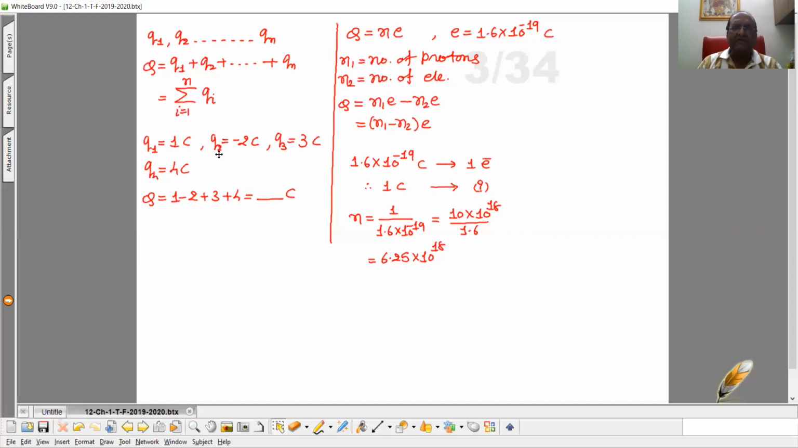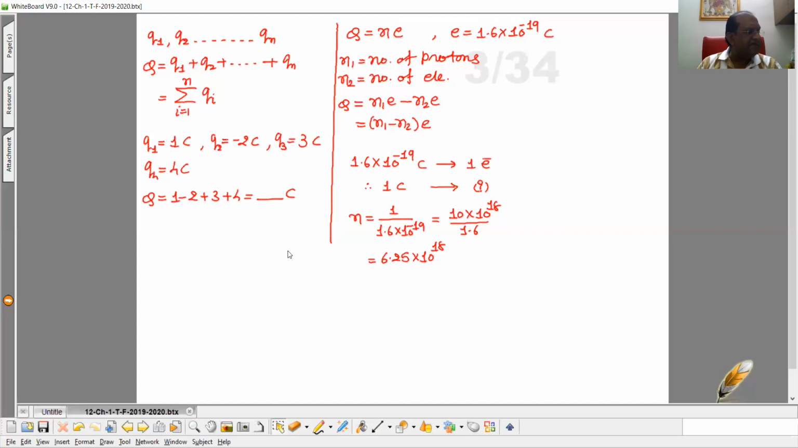It implies that the positive charges will be taken with positive sign and negative charges will be taken with negative sign. So suppose, as an example, we take charge Q1 as 1 coulomb. Coulomb is the unit of charge. Q2 is minus 2 coulomb. Q3 is 3 coulomb. And Q4 is 4 coulomb. So the net amount of charge is 1 minus 2 plus 3 plus 4, this many coulomb. Coulomb, the unit of charge, is named after the scientist Coulomb.